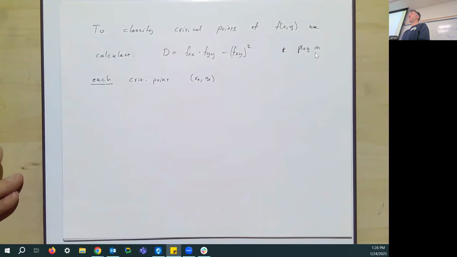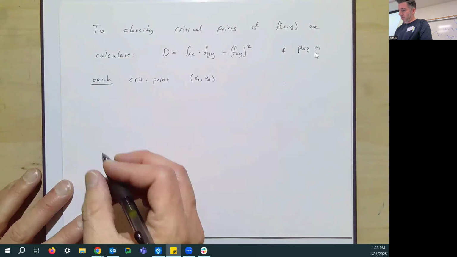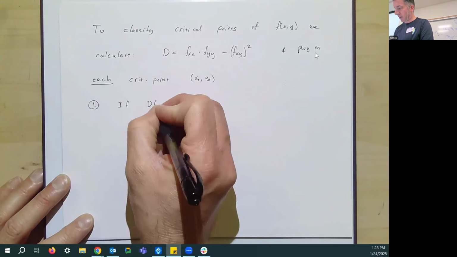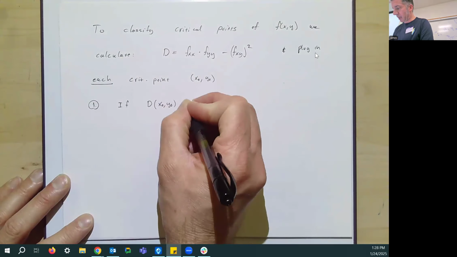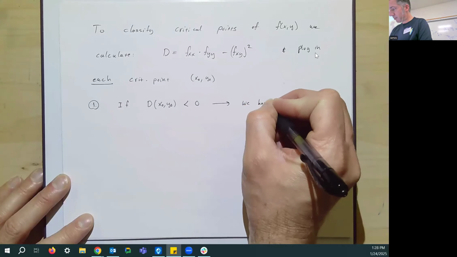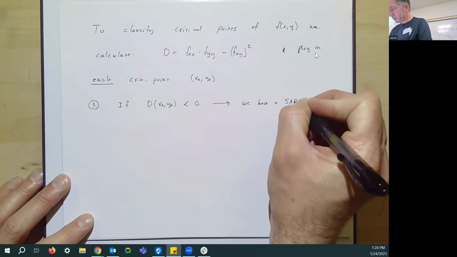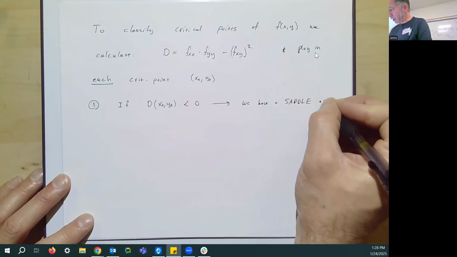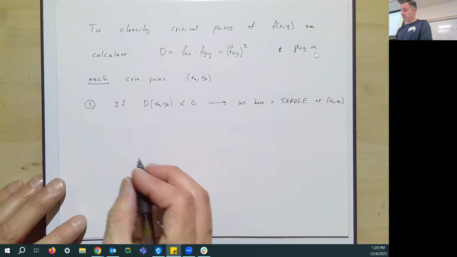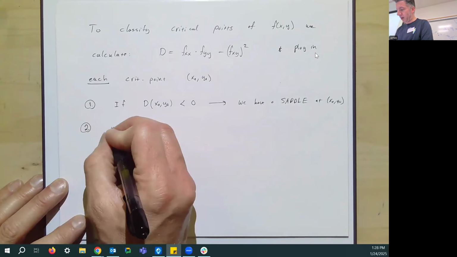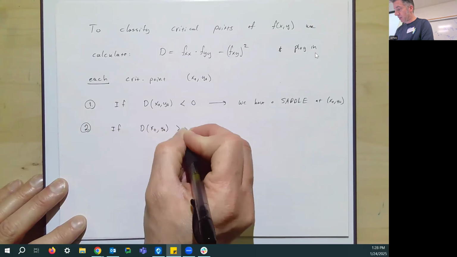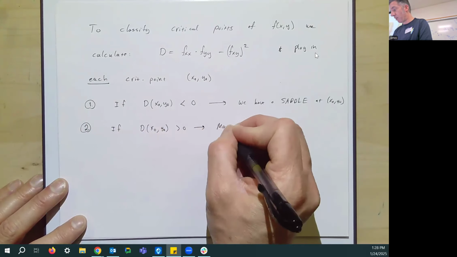So then four different things can happen. First possibility, if D evaluated at x naught comma y naught is negative, then we have a saddle at x naught, y naught. The second thing that can happen is if D is positive, then you have to do a little bit more work. You have a maximum or a minimum.